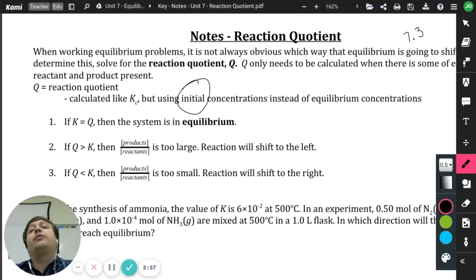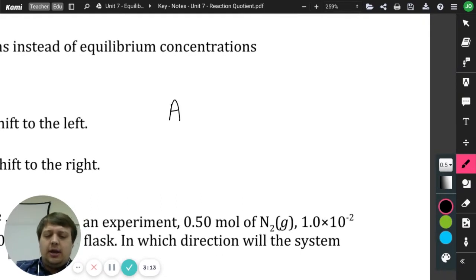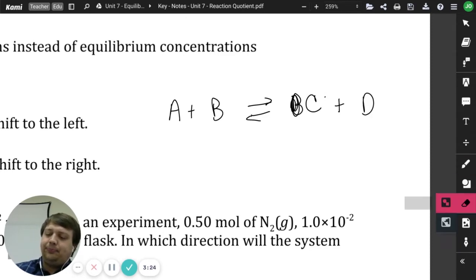Now, what about my Q? What if my Q is greater than my K? Well, what that tells me is that my product to reactant ratio is too large. And so that tells me that it's going to shift to the left. Now, what does shift to the left mean? Well, if you think about a chemical reaction, so A plus B in a reversible reaction produces C plus D.